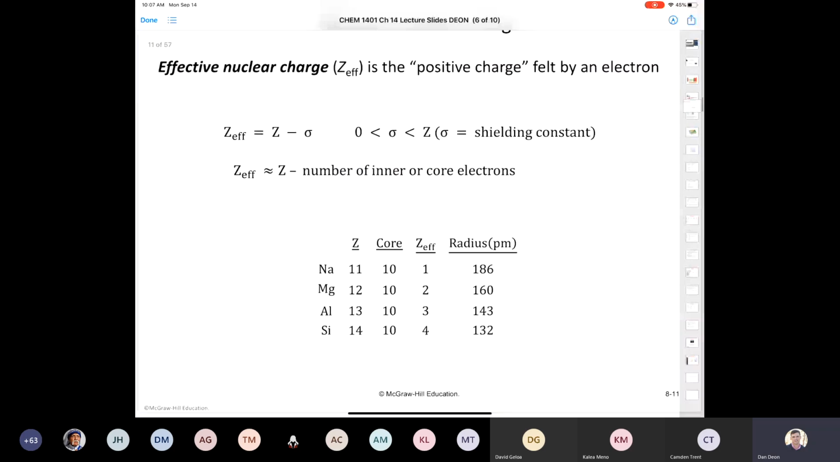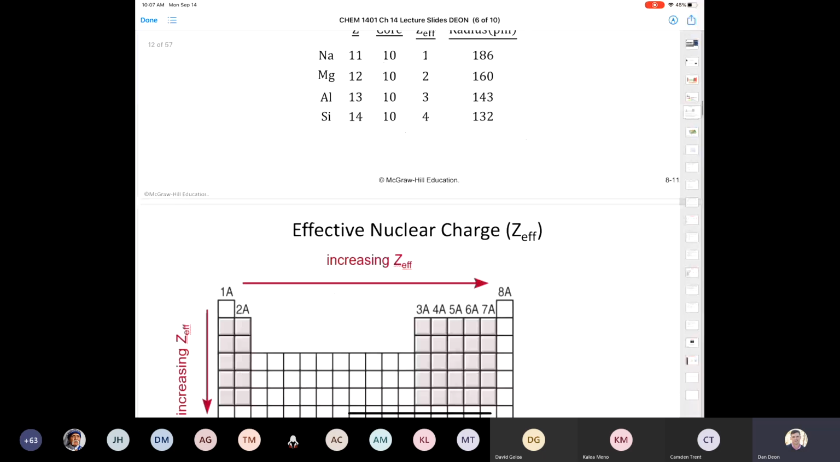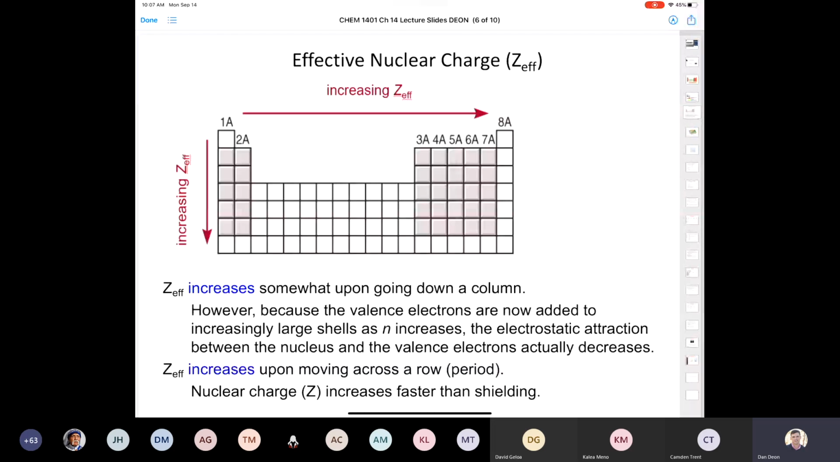You can actually calculate effective nuclear charge. I'm not going to go into that right now, maybe we'll talk about that in a second. But what I want to explain to you is this. Let's say we have sodium. Sodium is found right here in the periodic table, in the third period. So period 1, 2, 3.